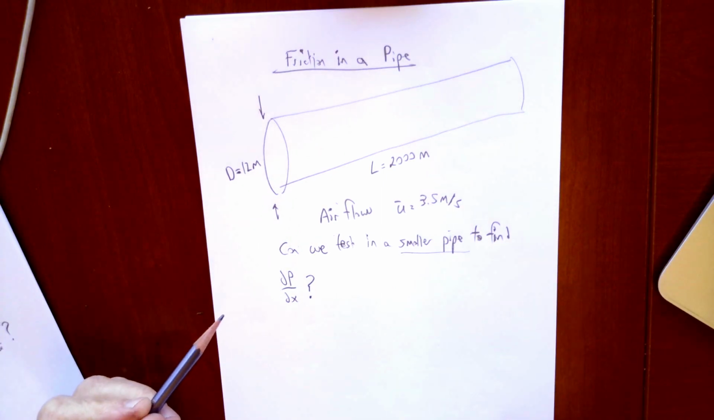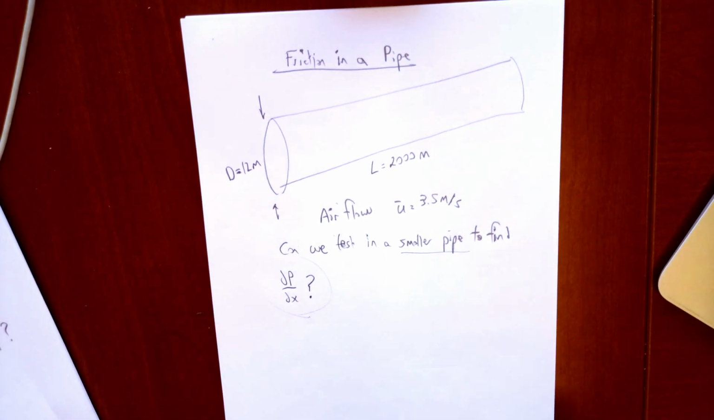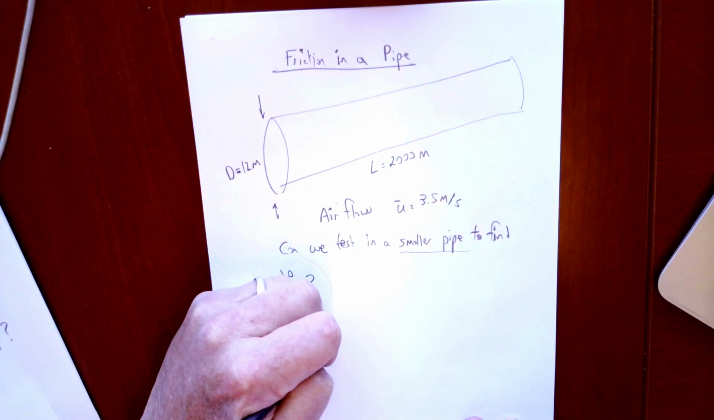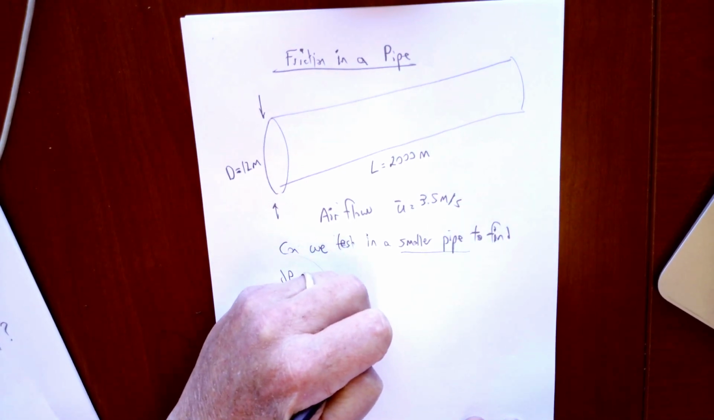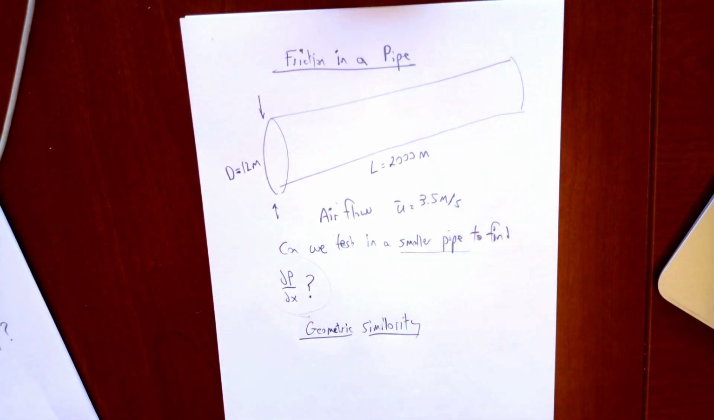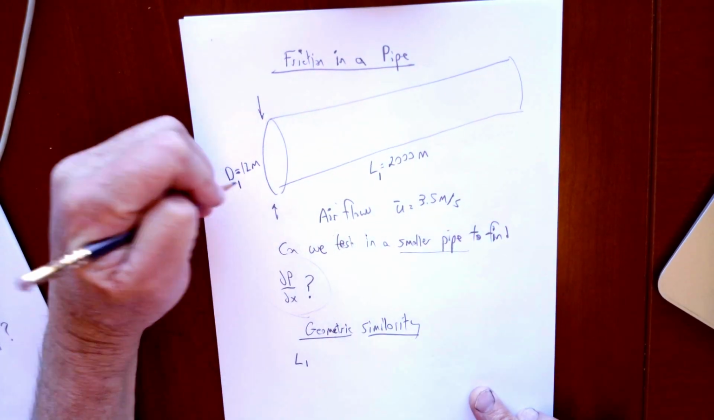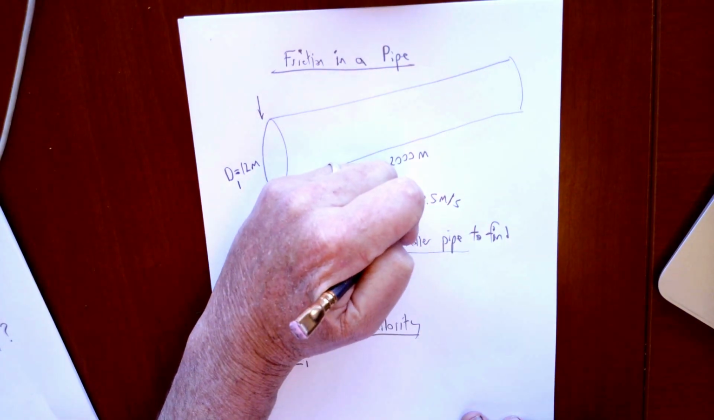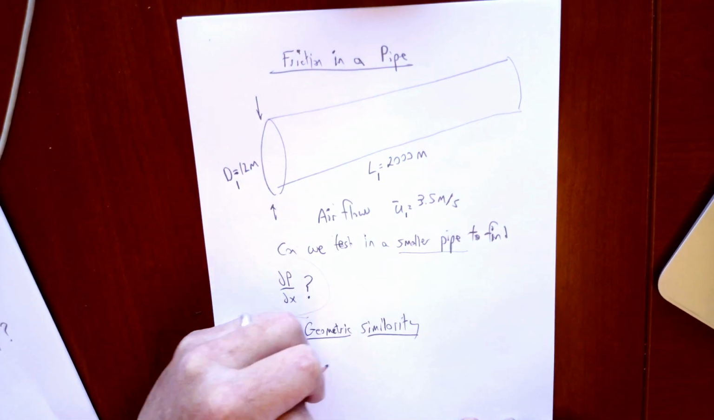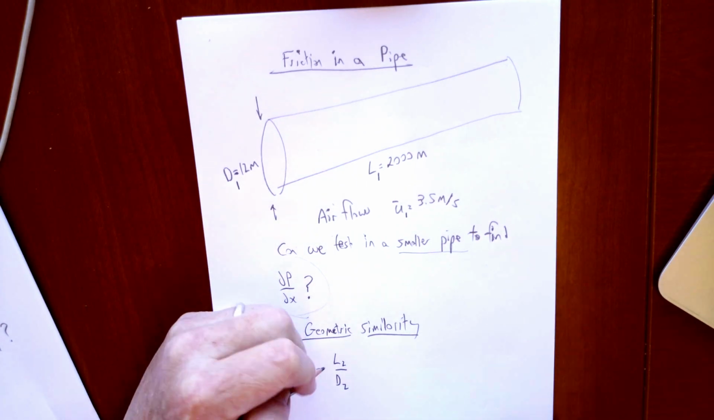We could do it at some kind of reasonable laboratory scale to find that dp/dx that we could apply to this larger pipe. In order to make that happen, we need to have geometric similarity, so we're going to go after geometric similarity first. What we said for geometric similarity is that it has to have the same sizes in proportion to each other. For instance, I'm going to call this L1 and D1, that's our actual system, and this will be U1. So L1 over D1 has to equal L2 over D2. That would be perfect geometric similarity for this particular system.